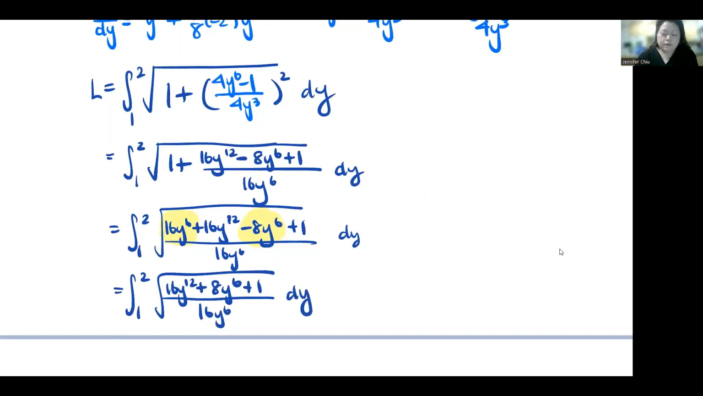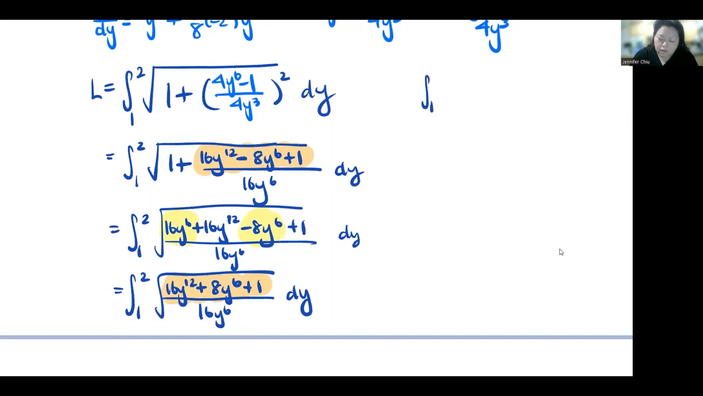Now, hopefully you recognize that this new fraction, this numerator, is very similar to my old one, except there's a plus instead of a minus, which means it should factor very nicely into 4y^6 + 1 instead of a minus 1, because that's how I got the minus 8 in the first step. So we're going backwards, we're going to backtrack.